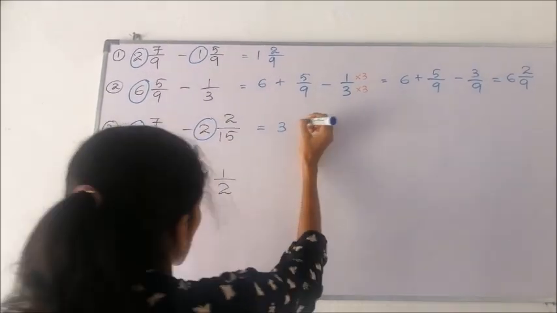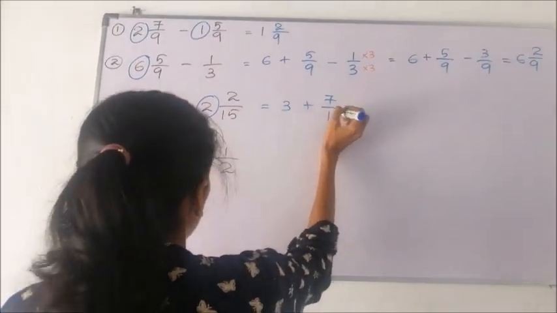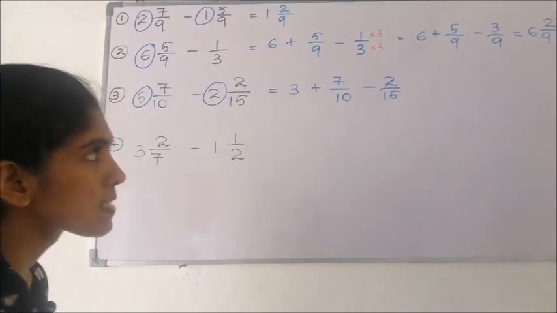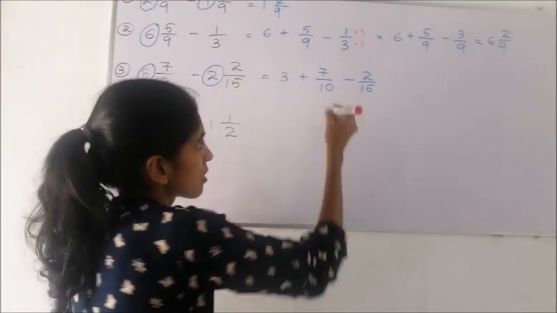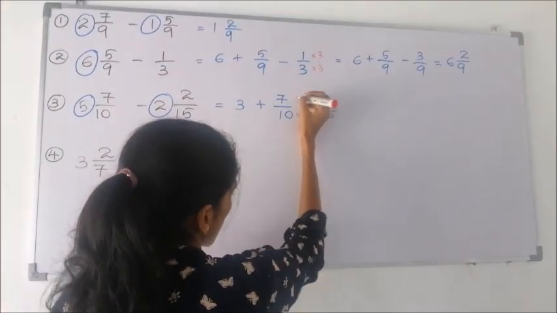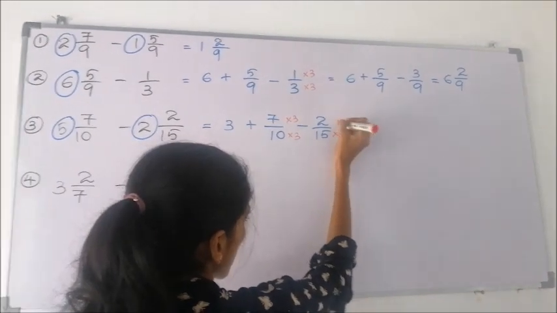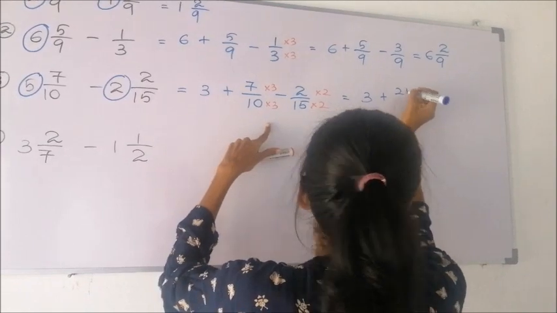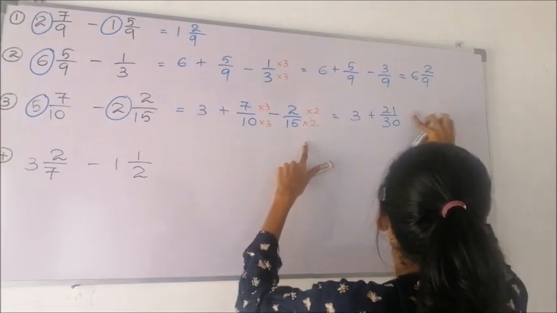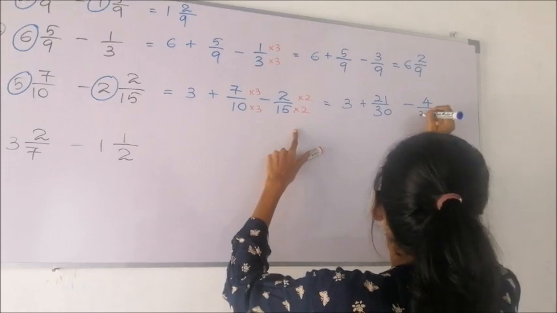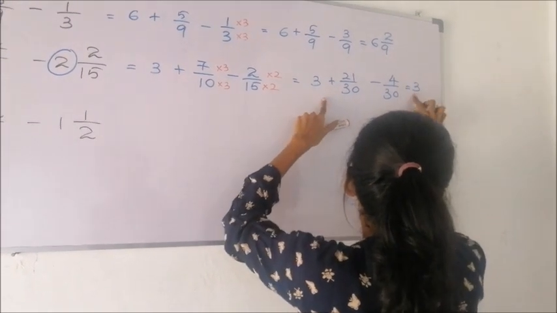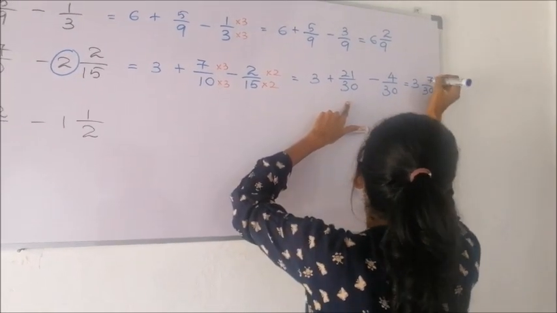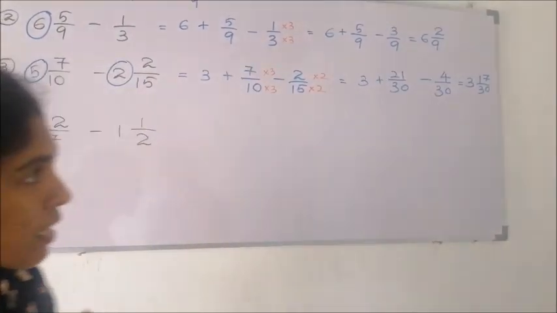Next, the next two fractions I am writing separately because the denominators are not same. What must be the LCM? 30 must be the LCM, right? So to make it as 30, multiply by 3. This should be multiplied by 2. So 3 plus 21 over 30, subtraction 4 over 30. Keep the whole number firstly. Out of 30, when we subtract this, what will come? 17. Nothing to be simplified.